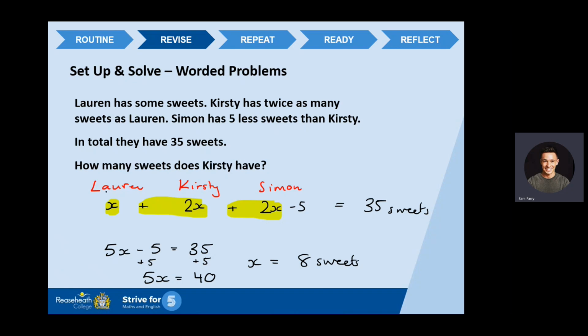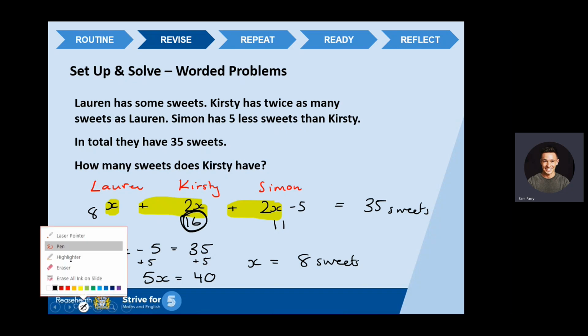So Lauren has 8 sweets. Kirsty had 2 lots of that, so that's going to be 16 sweets. Simon has 2 lots of it, but we're taking away 5. So 16, take away the 5 is 11. How many sweets does Kirsty have? There you go, she has 16 sweets. So I've worked that out.